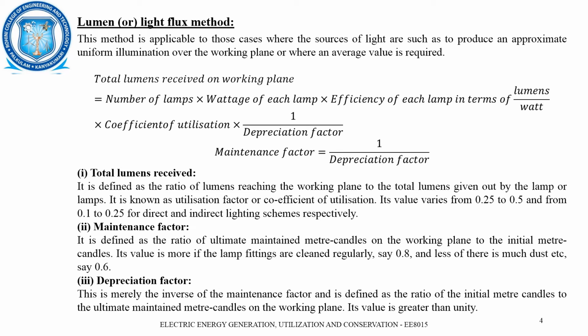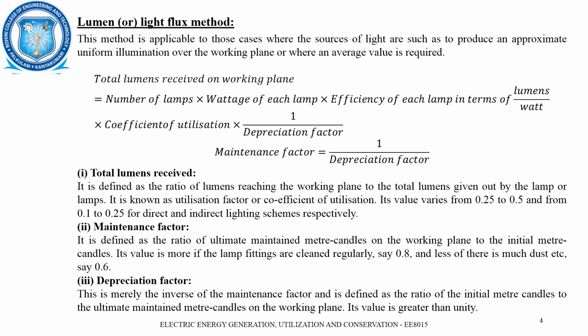First, the total lumens received. The number of lamps we can count, the wattage of each lamp we will know, and now we should know about the total lumens received. How do you calculate it? It is defined as the ratio of lumens reaching the working plane to the total lumens given out by the lamp or the lamps.